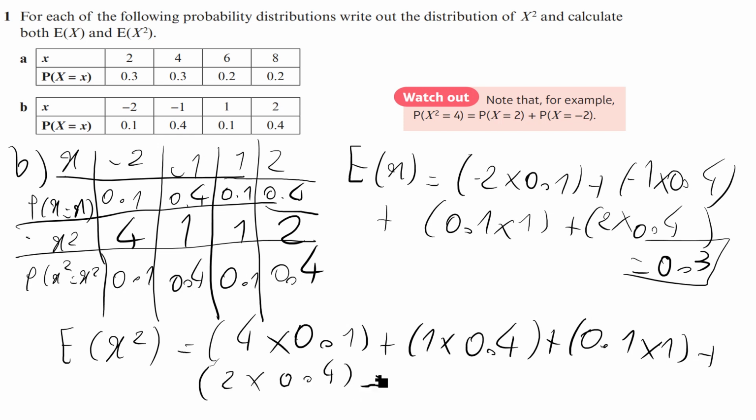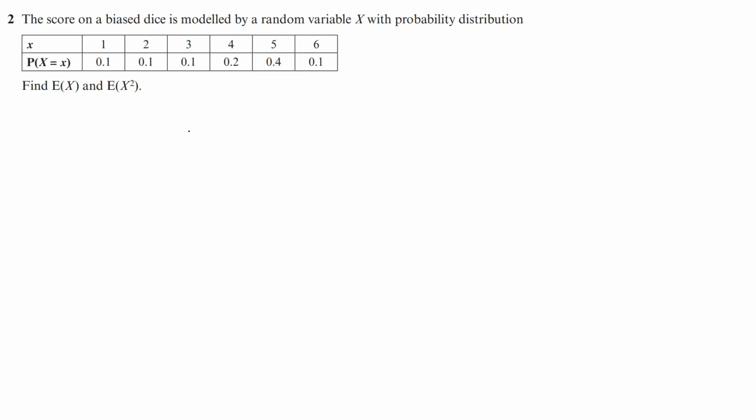Okay, and this value is equal to 2.5. Okay, so now we've done everything, and this is question 1. Okay, let's now do the next question. The score on a biased dice is modeled by a random variable x with probability distribution as shown. Find E of x and E of x squared.